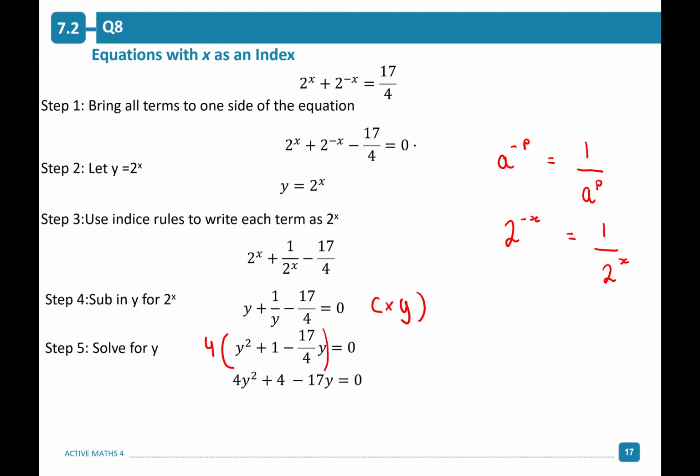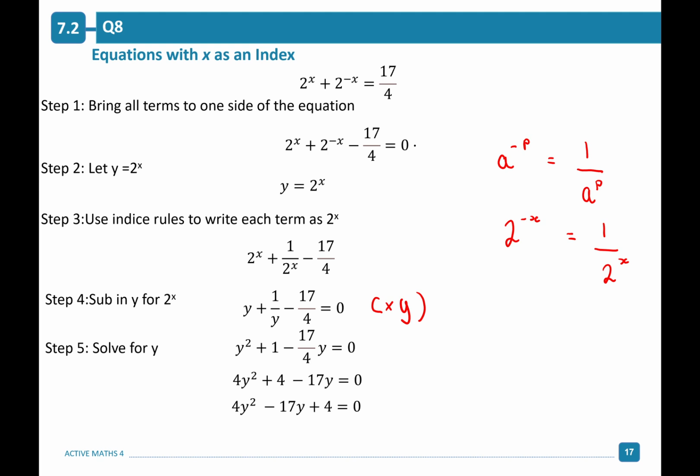I now want to solve for y, so I need to solve for this trinomial equation. The first thing I'm going to do is rearrange my equation so that it's in the form of ay squared plus by plus c. So we just want to put this term here in the middle. This gives us 4y squared minus 17y plus 4 equals 0.